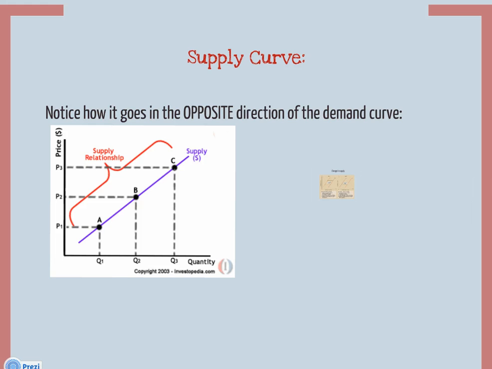And then here we have a supply curve. And now notice how it goes in the opposite direction of the demand curve. The supply curve goes up, demand curves go down. And also remember that price is always on the y-axis and quantity is on the x-axis. And you can see that at Q1, quantity 1, the price is the lowest. But when we get to Q3, quantity 3, the price is the highest. So this is representing how at a higher price there is a greater supply.